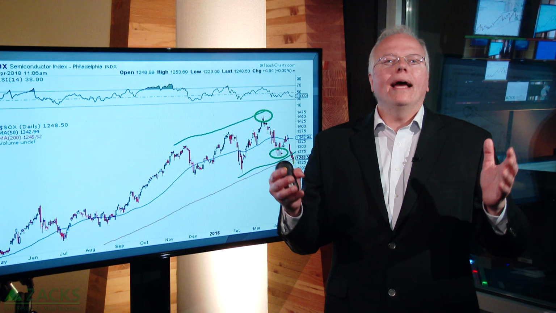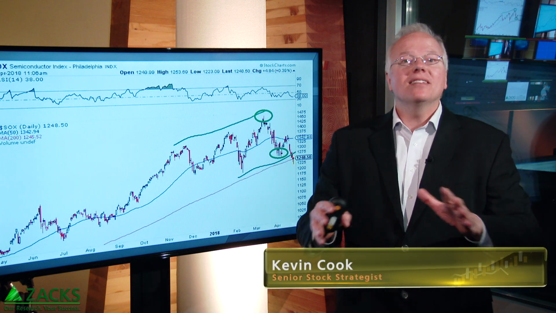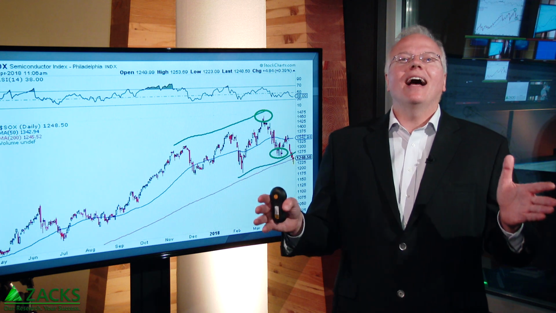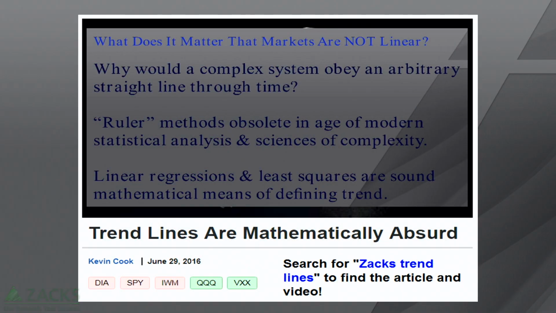Okay, so why do I draw those types of trend lines? Because I hate trend lines. Trend lines are mathematically absurd. Let me show you what I'm talking about. Back in June of 2016, I made a little video called Trend Lines Are Mathematically Absurd. You can find it just by Googling Zacks Trend Lines, and it'll be the first result, I hope. Take you to Zacks.com, where there's an article and a lengthy video. To cut to the chase, I give 3 reasons why trend lines are mathematically absurd.